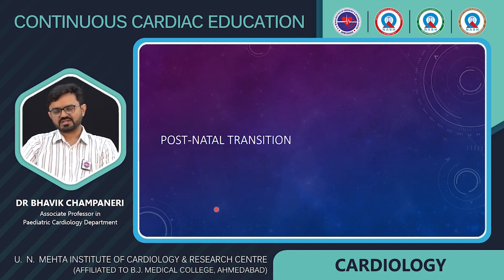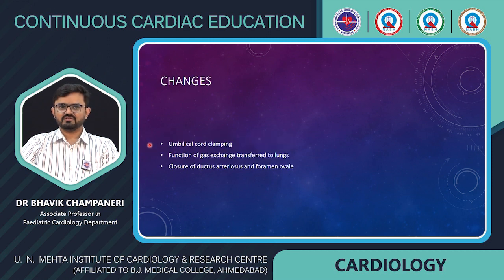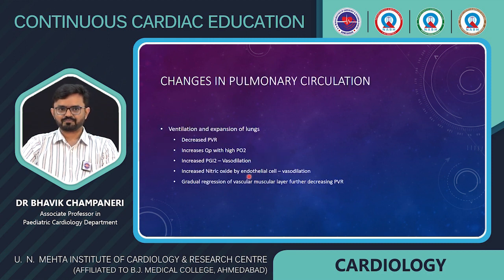Now comes postnatal transition. There are certain changes which occur when the baby is delivered. So which are those changes? First, immediately when the baby is delivered, we clamp the umbilical cord. So now the placenta is no more a gas exchange mechanism, and that gas exchange function is diverted to the lungs, and what happens is closure of the ductus arteriosus and foramen ovale after birth.